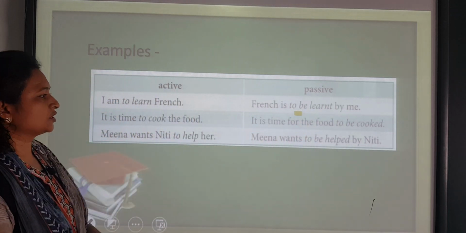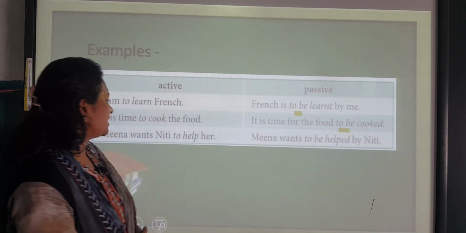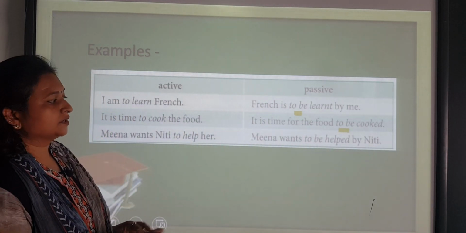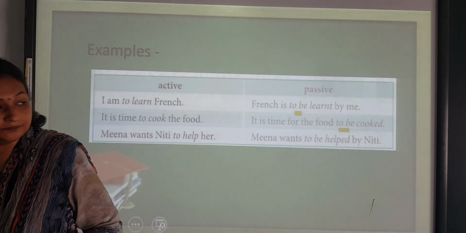It is time to cook the food. It is time for the food to be cooked. Meena wants Neeti to help her. Meena wants to be helped by Neeti.